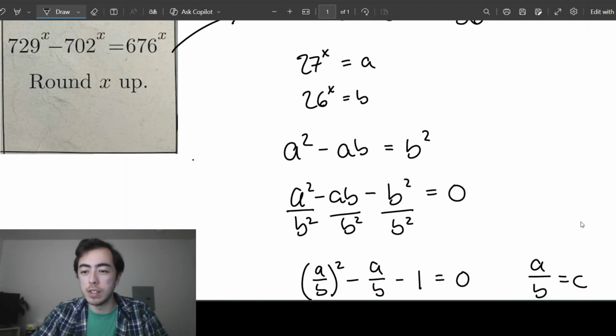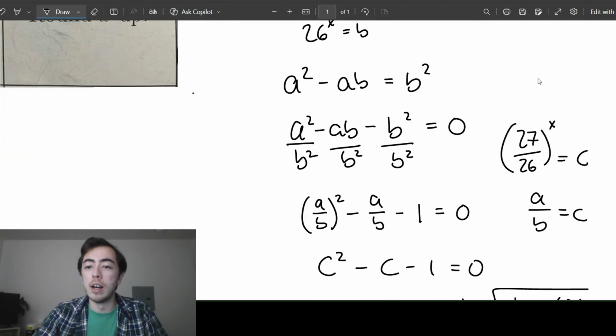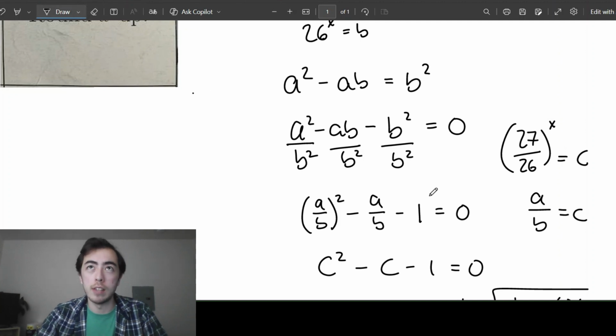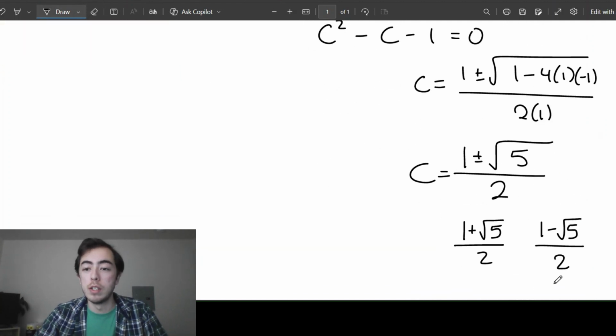There we go. So c is equal to 27 to the power of x over 26 to the power of x. Let's combine it like this, so we just have that ratio to the power of x. Anything to an exponent is going to be greater than 0, and so c has to be a positive number. So that does let me throw out this potential solution here.